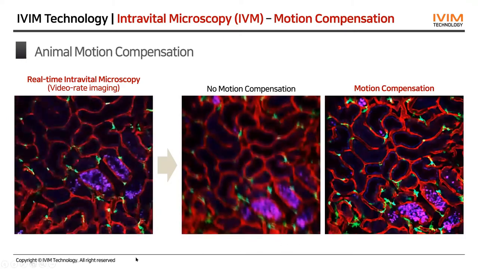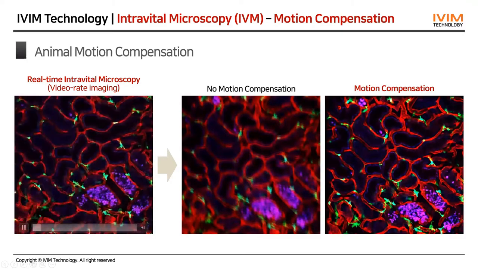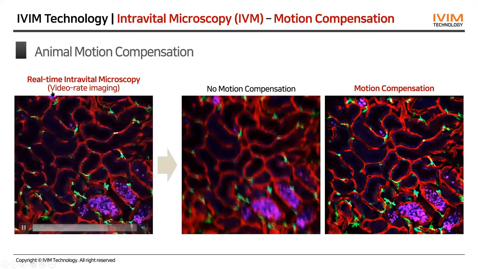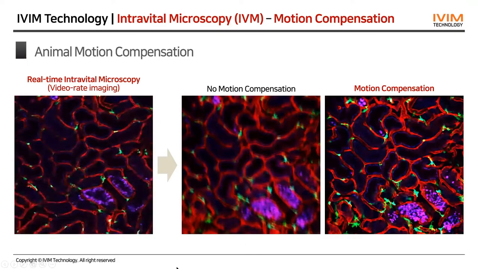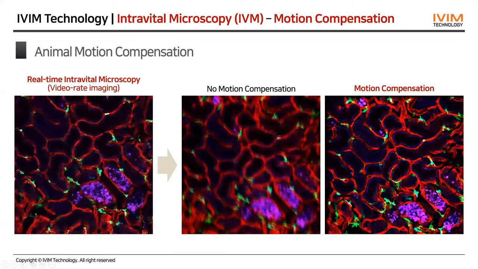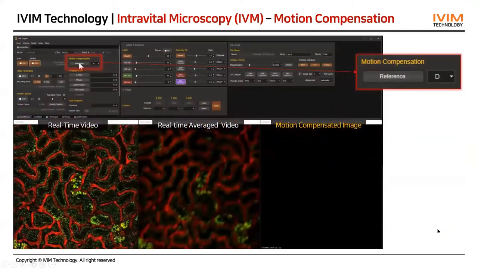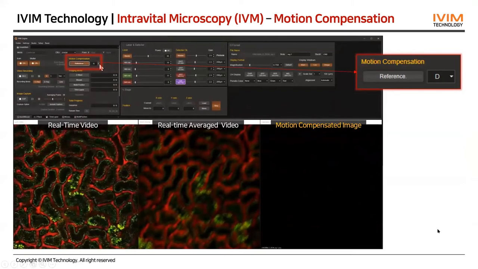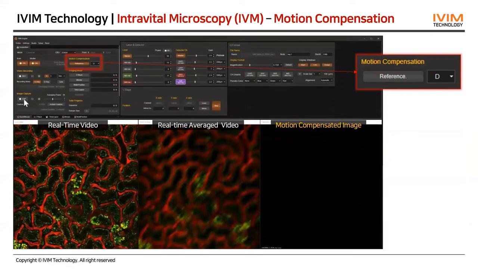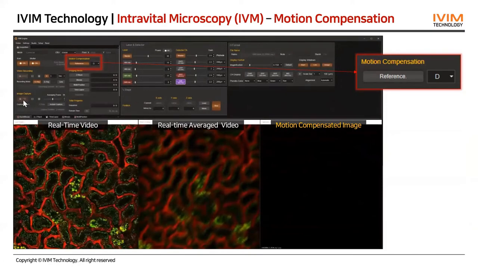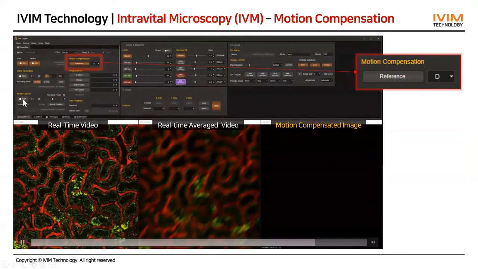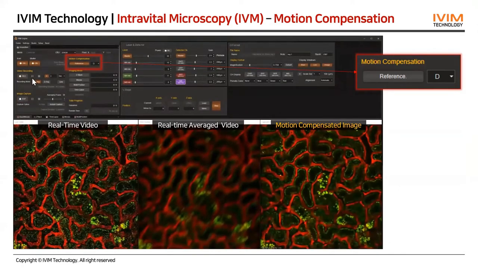So this is another example. This is the real-time movie obtained from the kidney. As you can see, it always moves like this. So you definitely need the motion compensation functions. In our microscope, we automated this motion compensation function, and it can deal with various different movements of the tissues. In this case, you can see the focus moves up and down because of the breathing.